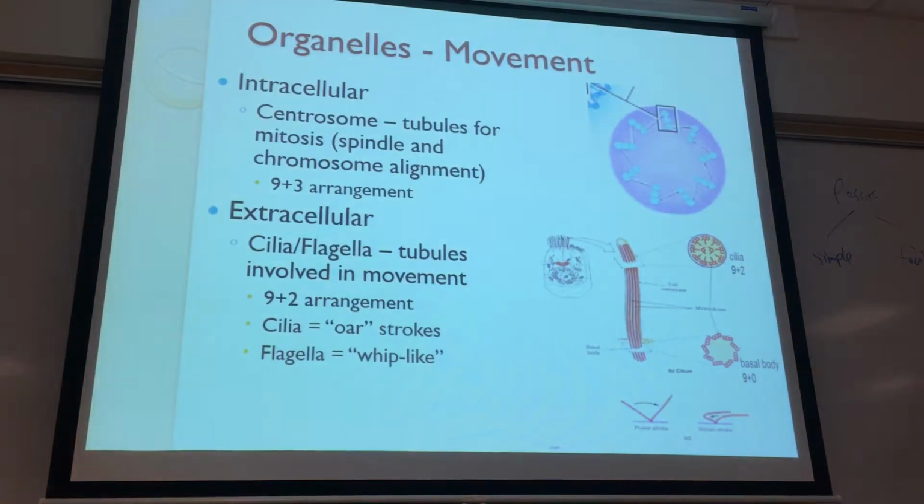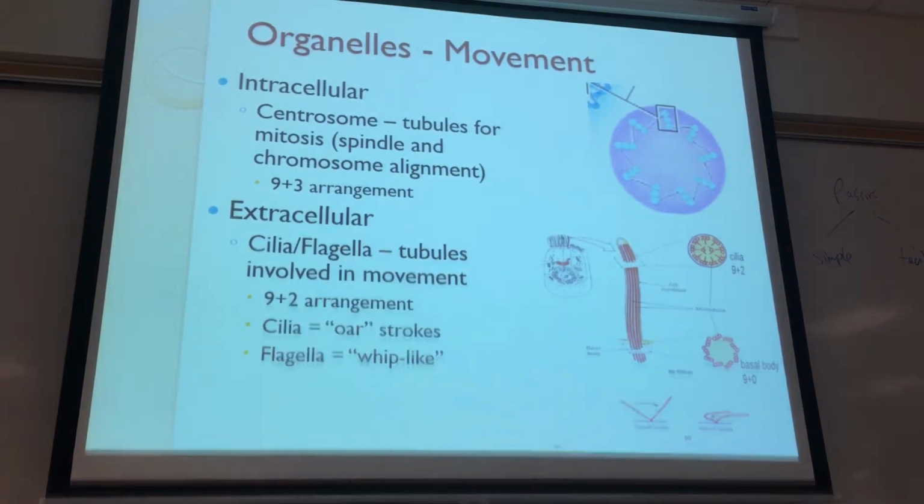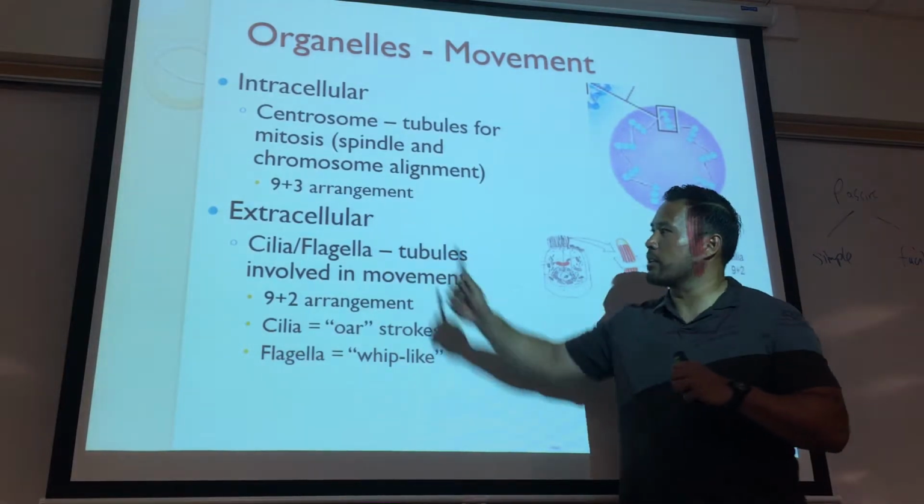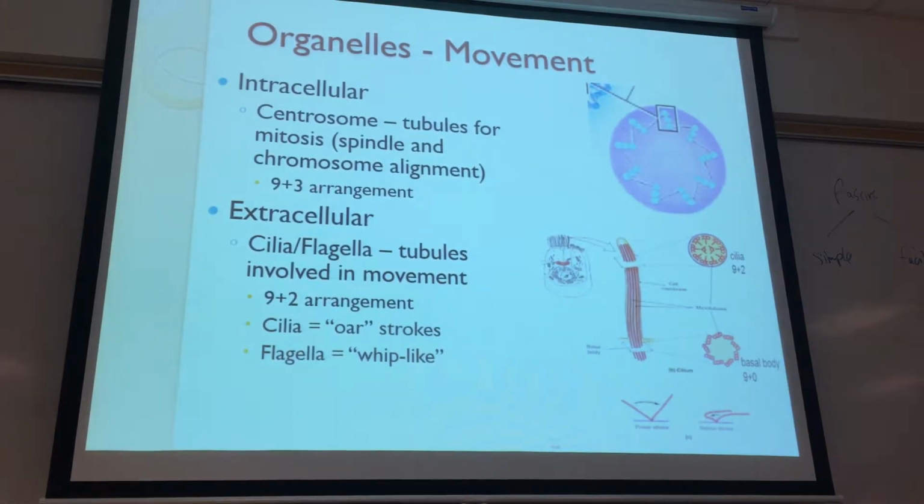Now, looking at these organelles for movement, we have intracellular and extracellular organelles that are specifically geared for movement within the cell or outside of the cell. You'll see centrosomes. Centrosomes are built inside the cell to allow for an arrangement, and you'll be able to see this later on, an arrangement to allow mitosis, the splitting of the cell, to take place. Looking at extracellular, we have cilia and flagella, and these are things on the outside of the cell.